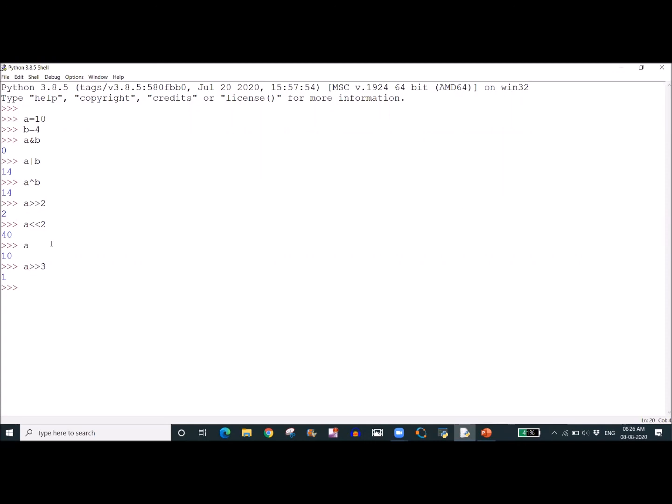This is how we perform the bitwise logical AND, bitwise logical OR, bitwise exclusive OR, bitwise left shift, and bitwise right shift.